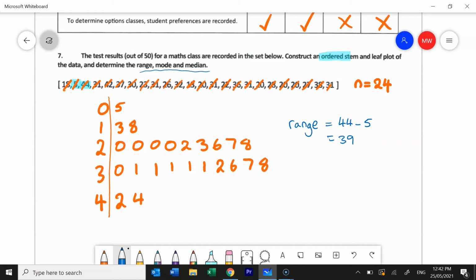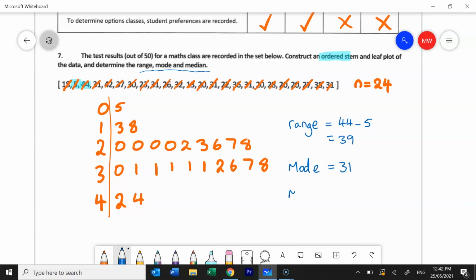Next, I'm asked to find my mode. The mode is the score that happens with the highest frequency, or the mode happens the most. And I can see here that that one is 31, because there's lots of 31s there. So that one will be 31.